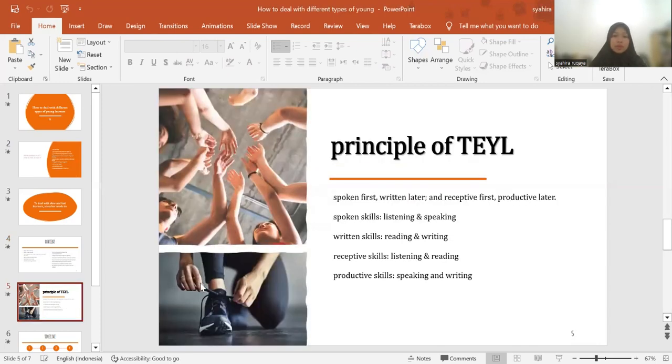Principles of TYL. They have spoken words, written letters, receptive words and productive letters. Spoken skills are listening and speaking. Written skills are reading and writing. Receptive skills are listening and reading. And productive skills are speaking and writing.